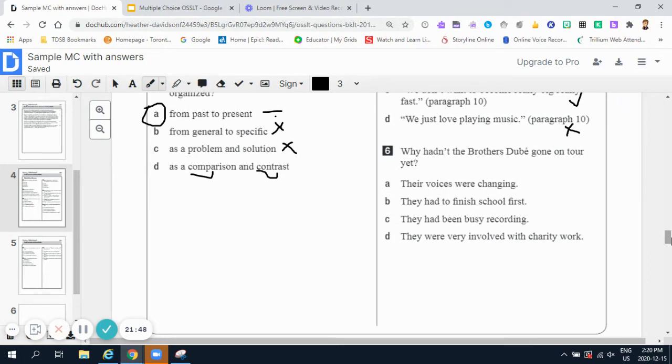Why hadn't the brothers Dubé gone on tour yet? Their voices were changing. It does say that, but that's not why they went on tour. They had to finish school first. That's possible, because it does talk about that. They had been busy recording. It does say that they recorded, but it doesn't say that that held them back, or they were involved in their charity work. Again, it does say they were doing that, but it doesn't say that they were held back. So by process of elimination, I'm going to go with they had to finish school first.